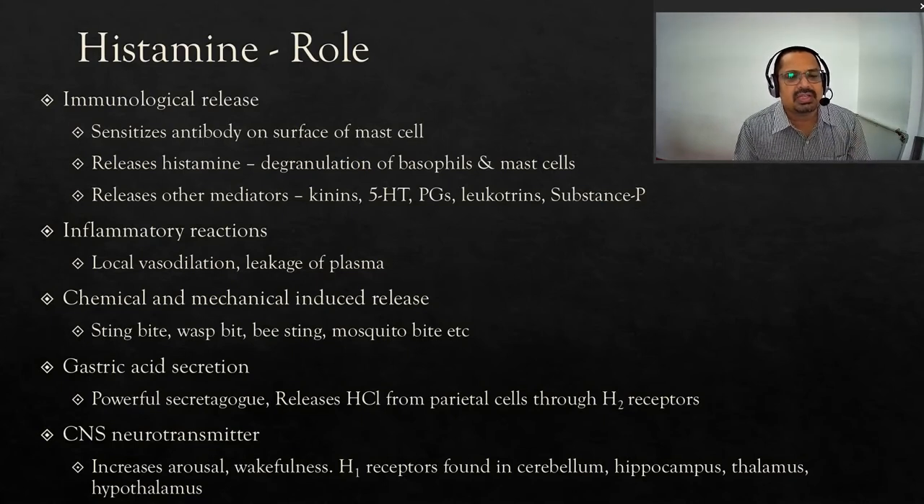So it sensitizes the antigen-antibody reaction on the surface of mast cells. Whenever there is an entry of antigen inside our body, it sensitizes the surface mast cells and releases the antibody. So in antigen-antibody reactions, histamine is released. It is also released by the degranulation of basophils and mast cells. So after release of this histamine, degranulation of basophils takes place.